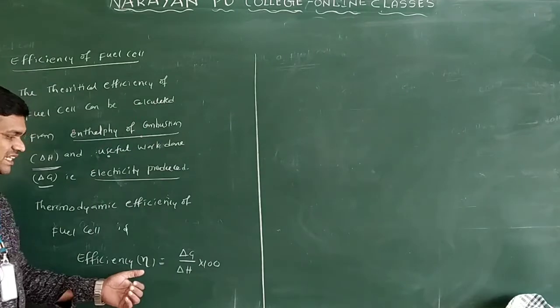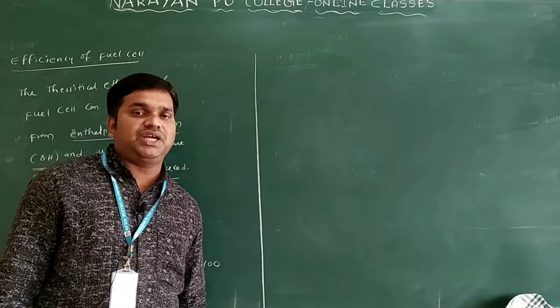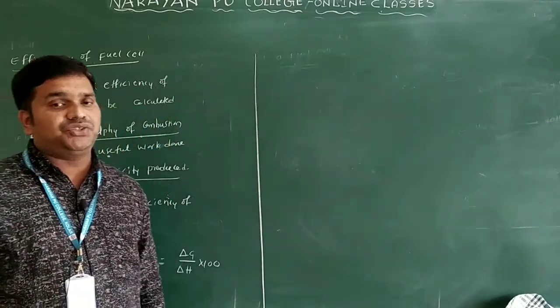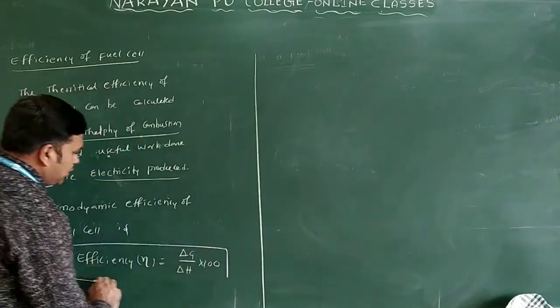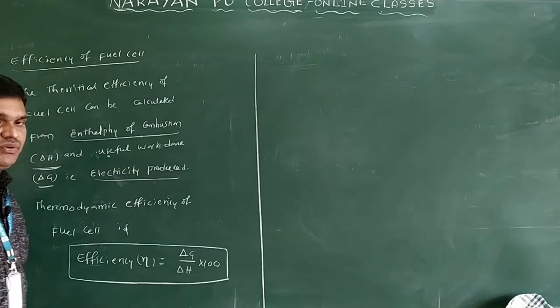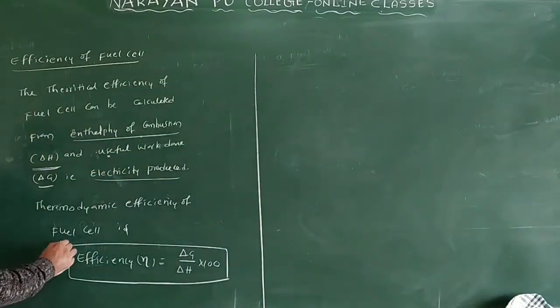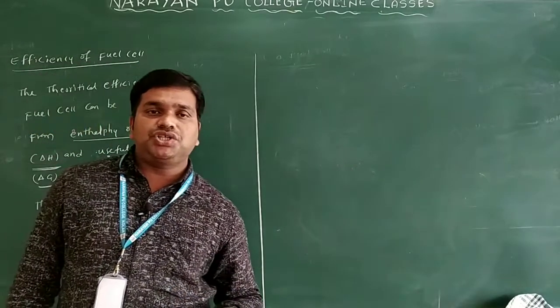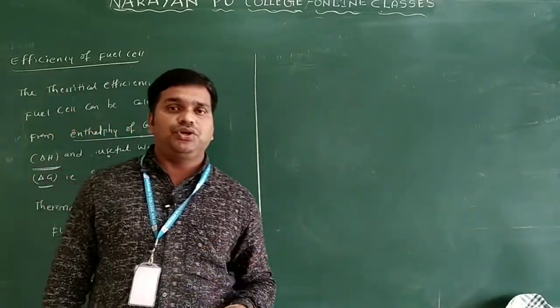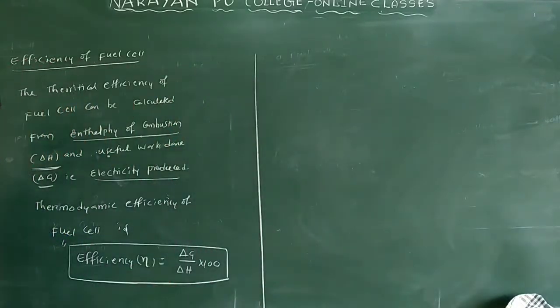Efficiency of the fuel cell eta is equal to delta G by delta H into 100. You know delta G is the free energy change and delta H is the enthalpy change, into 100. So this is the formula we are using to find the efficiency of the fuel cell. Clear? So this is a very important formula. How much energy is released, and by using that energy how much electricity can be produced, that we can identify in the form of efficiency of the cell only.